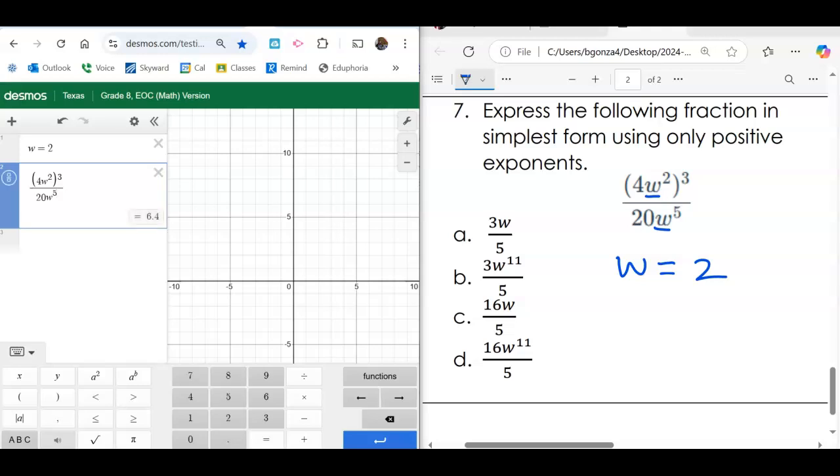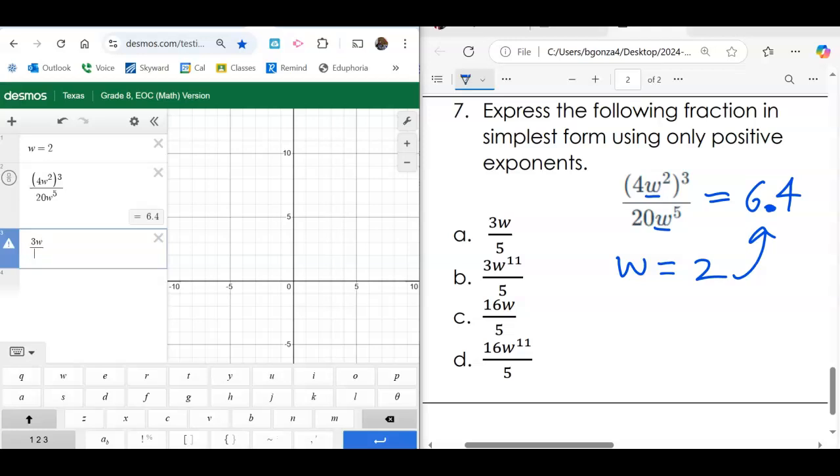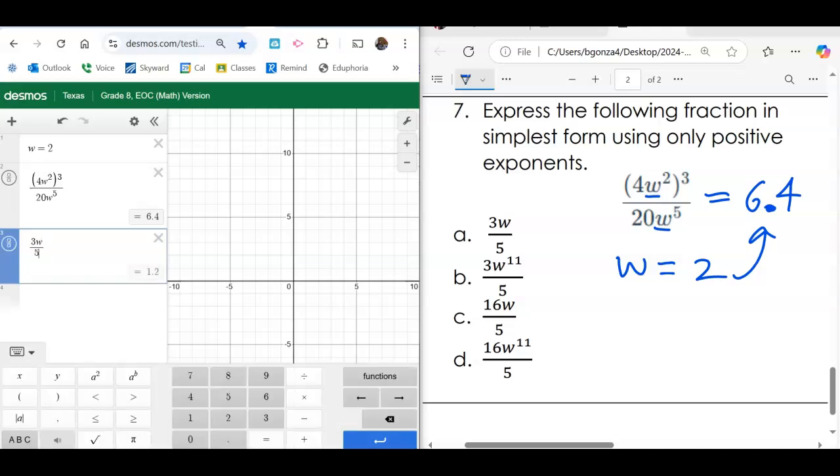Do you see when I plug in 2, it gave me 6.4. Okay, plug in 2 for W, it gives you 6.4. It doesn't really matter what it is. What matters is which answer choice also gives me 6.4. So let's type in all the answer choices. Divide 3W over 5. This one gives me 1.2. Is that the same as 6.4? No. What about the next one?